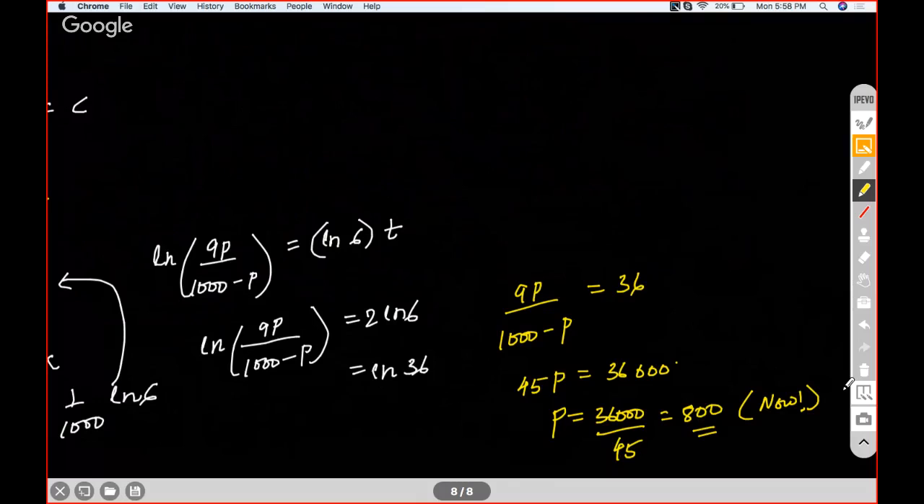Is it fine? So one last question we'll take before we call it the completion of this chapter. We are done with differential equations, and we are going to begin with the chapter which you are waiting for. So let's take one last question on differential equation.